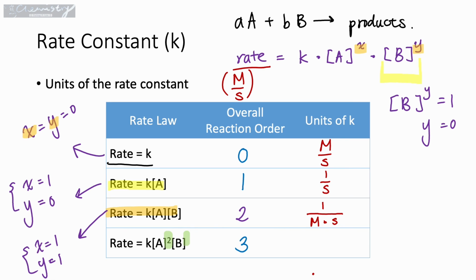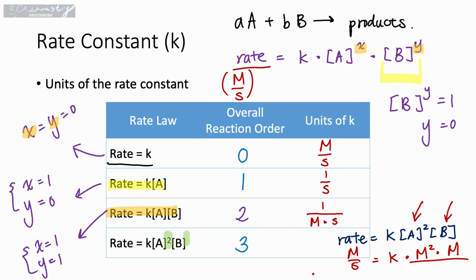And we can use the exact same way to determine the units of the rate constant. So it's again molarity over seconds. This is equal to k times molarity squared, because in this case the concentration is squared, multiplied by molarity over here. So we are basically dividing both sides by M cubed. And on the left side, we are going to get that our units for the rate constant is going to be 1 over M squared times s. So this is how we can derive the units.